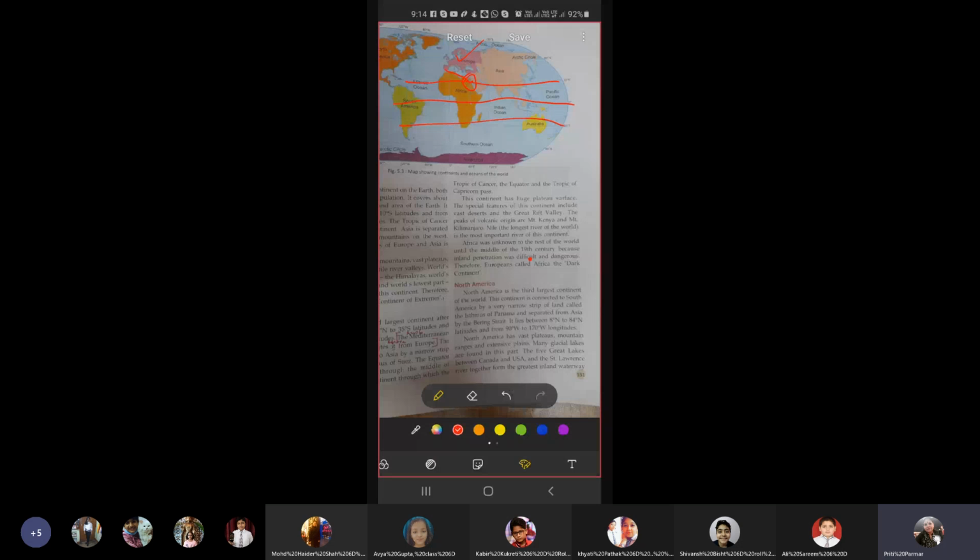Then they told us that the Great Rift Valley and the vast deserts are found here. They told us about mountains like Mount Kenya and Mount Kilimanjaro. Please underline and remember these names. Then they talked about the longest river of the world, the Nile River. Another thing we came to know is that it is known as the dark continent. Why is it called a dark continent? Because for years it was not even known to people. The people did not know that there was a continent called Africa existing somewhere.